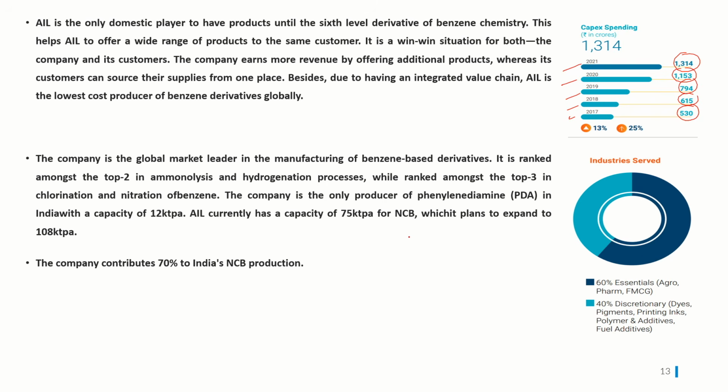And I said that they are into a shallow cyclical business. Why are they into a shallow cyclical business? They are producing specialty chemicals. 60% of the chemicals they produce are used in essentials like agro, pharma, FMCG. So the sale of food will not stop. The sale of shampoo will not stop, irrespective of how bad or good the economy is doing. 40% of their sales goes into discretionary products like dyes, pigments, printing inks and all. This is much more cyclical in nature. These discretionary products are cyclical in nature. Essential products are non-cyclical in nature. So all in all, they are into a shallow cyclical business, right?